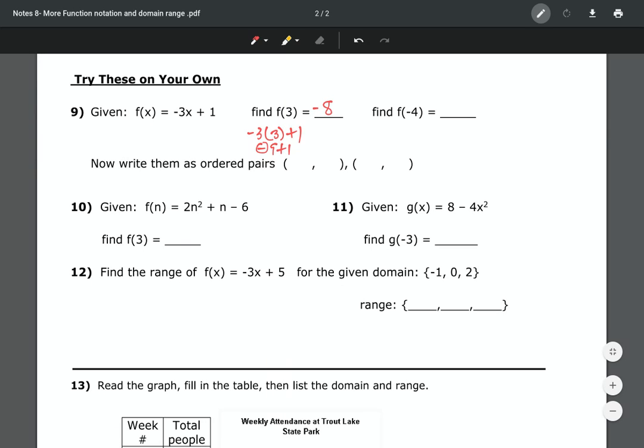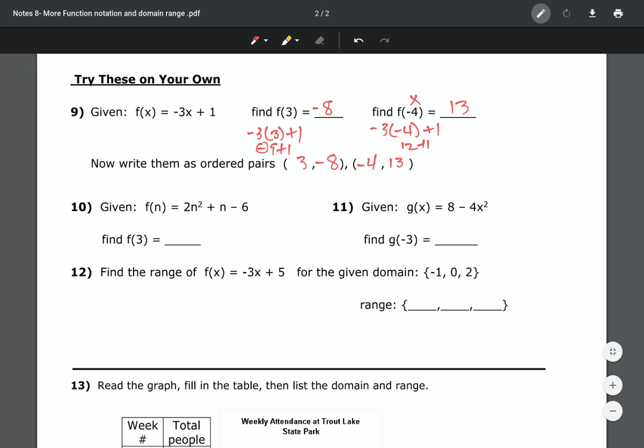All right, so then I have the function of -4. So when x is -4, that's -3 times -4 plus 1. So that's 12 plus 1, which gives you 13. It says now write them as ordered pairs. So we would write 3, -8, and -4, 13.